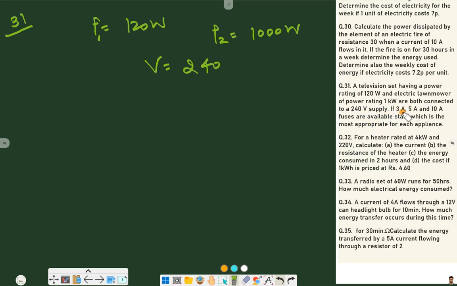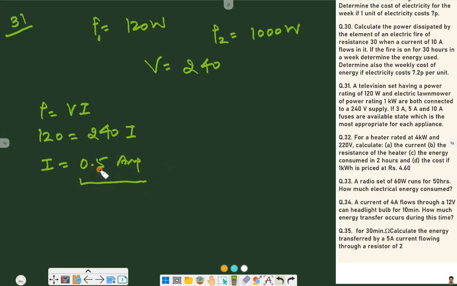So for fuses we have three options: 3 ampere, 5 ampere and 10 ampere. This can be done. First we have to find out the respective current for these powers, and then we can choose a fuse which is just a little above that current rating. That will be the suitable fuse. So for the first, we know that power is VI, and power is 120, voltage is 240 and I as it is, so I will be 120 by 240 or 0.5 ampere.